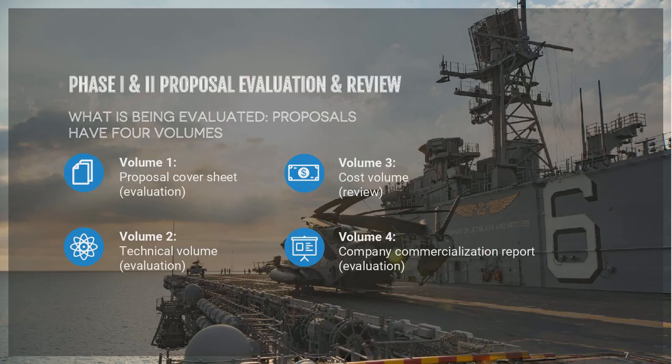Now, the proposal components that are evaluated, it's essentially your technical volume, but what makes a complete proposal is volume 1, which is your proposal cover sheet, volume 2, obviously your technical volume, volume 3, which is your cost volume, and volume 4 is the company commercialization report. A quick note on cost volume and company commercialization report, or CCR. The cost volume isn't evaluated. There is no evaluation factor for that, provided you're staying within the funded or the stated thresholds in the BAA. But if you're selected for award, it could become a factor during the review process before proceeding to contract award.